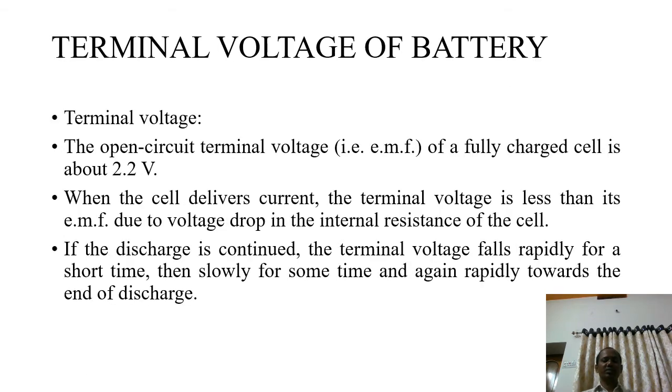Next, voltage of battery. Here we are going to learn that the open circuit terminal voltage of a fully charged cell is about 2.2 volts.